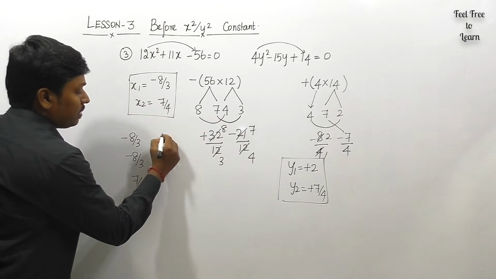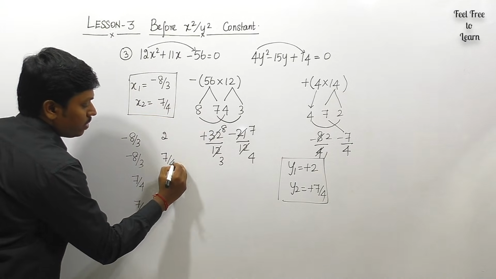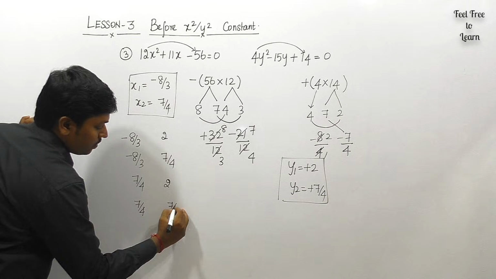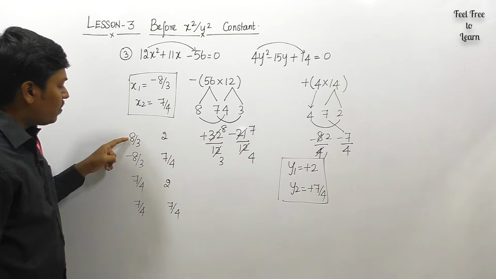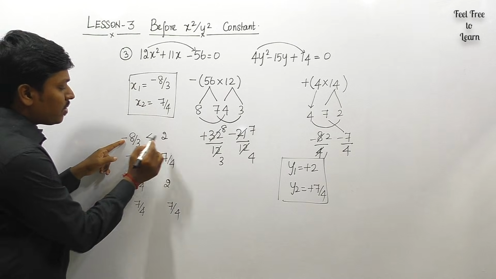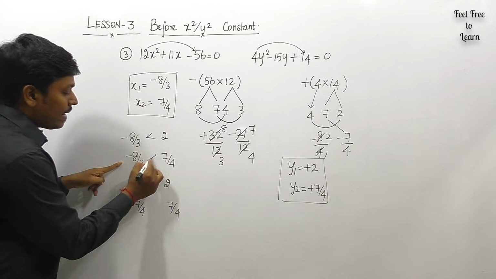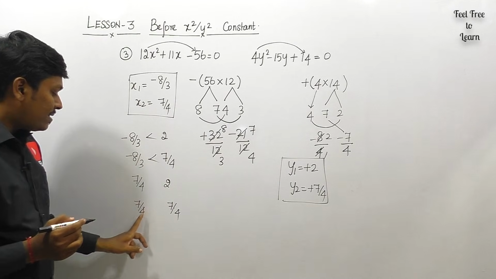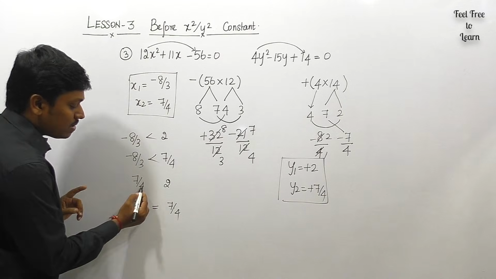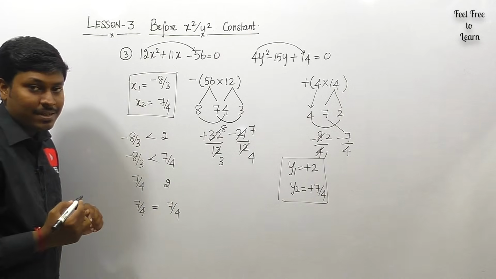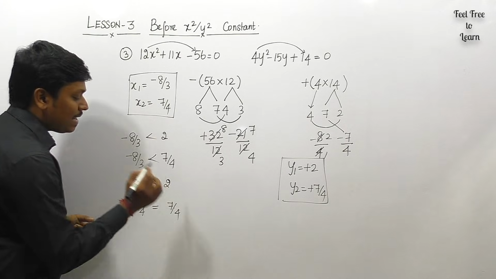So here y1 will be plus 2, y2 plus 7 by 4. Okay, so friends, listen here. Here it is minus 8 by 3. Here it is positive. So positive will be greater than. Again, positive will be greater than. So here 7 by 4 and 7 by 4, it is equal to. So 7 by 4 and 2. Just cross multiply. 4 into 2 will be 8, and here it is 7. So 8 and 7, we can say that 8 is greater than.